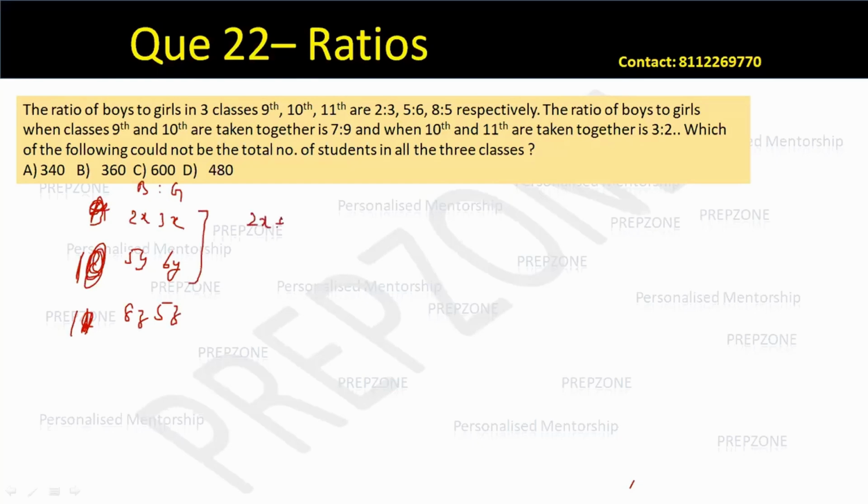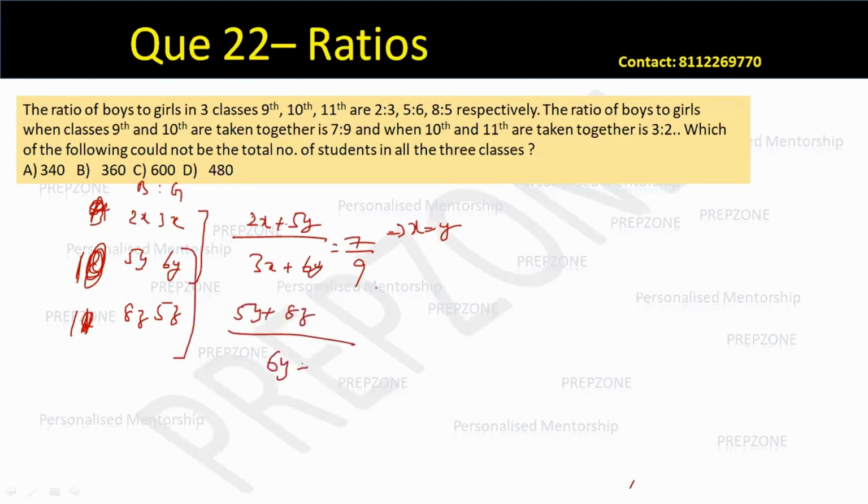Okay, so this is 2x plus 5y upon 3x plus 6y is equal to 7/9. Now, if you just observe, this is basically 5 plus 2, 7 and 6 plus 3, 9, which means x has to be equal to y. Either you solve it or you can just observe this thing. That x has to be equal to y to be able to solve this question. Okay, so यहाँ से x is to y आ गया. Then simply इनका ले लो 5y plus 8z upon 6y plus 5z. This is equal to 3/2. Just solve this, you will get z equals to 8y. You put it back here.